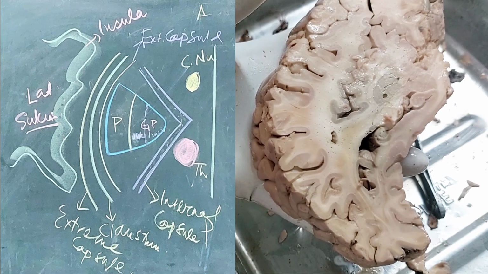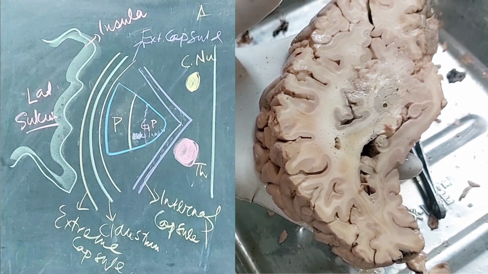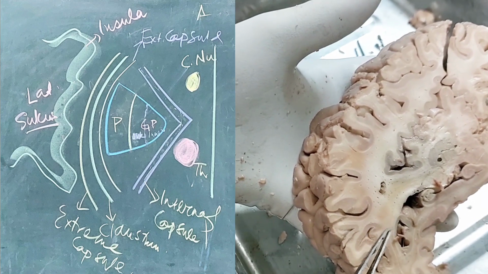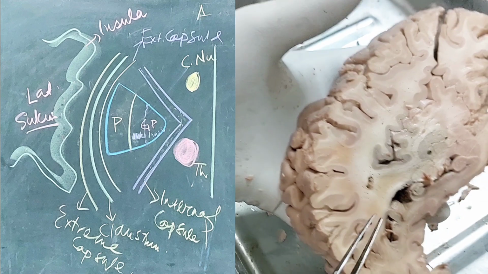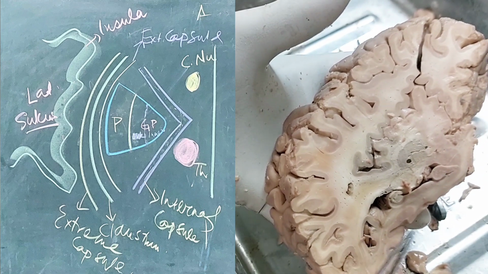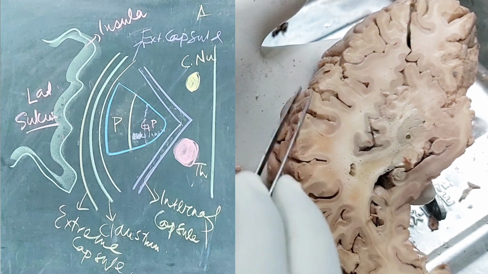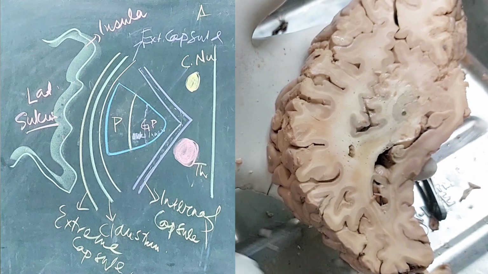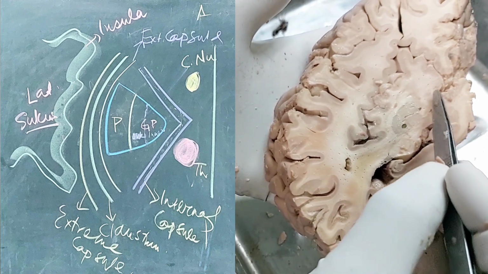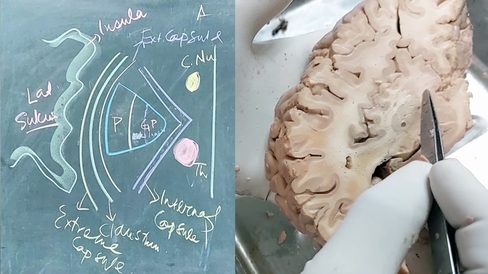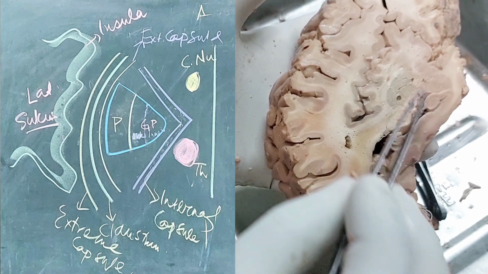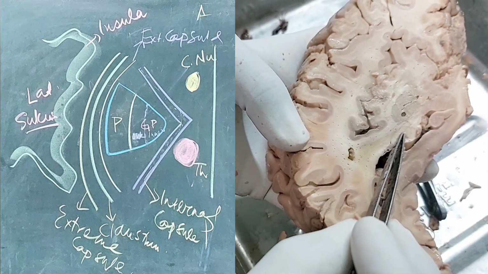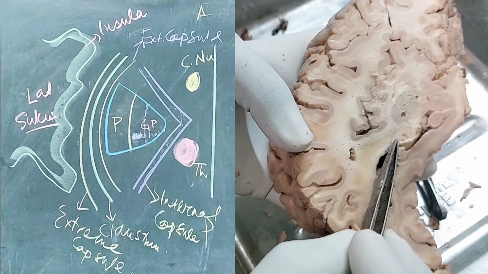I have shown you in my drawing the structures in the sagittal section of the cerebral hemisphere. Here we will see those structures which I have already drawn on the blackboard. This is the medial side, this is the lateral side, this is the anterior side, this is the posterior side. Anteriorly, there is one nucleus. This is the caudate nucleus, the head of the caudate nucleus. And posteriorly and medially, there is another nucleus.